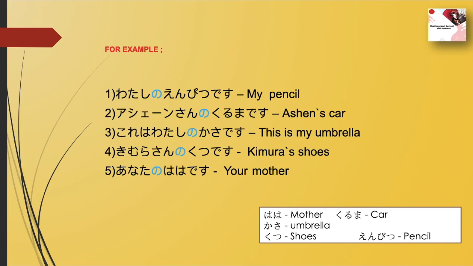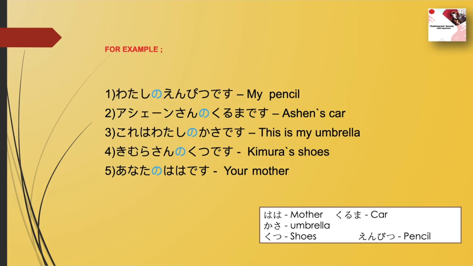Okay, the third example is this is my umbrella. In Japanese we can say kore wa watashi no kasa desu, right? Here kore means this, and we have wa. After that we have watashi, and we have to convert I into my. That's why we are adding no to watashi. Watashi no, and umbrella we are saying kasa.